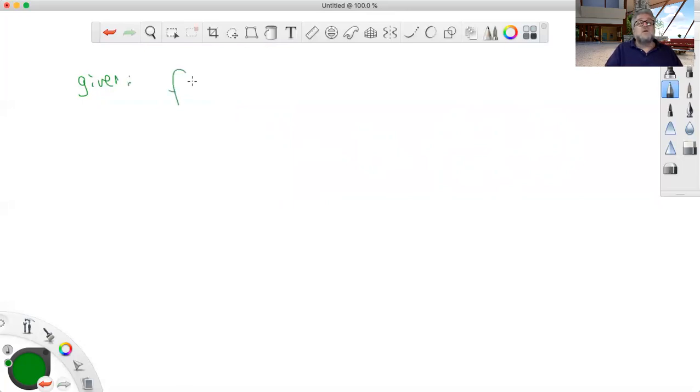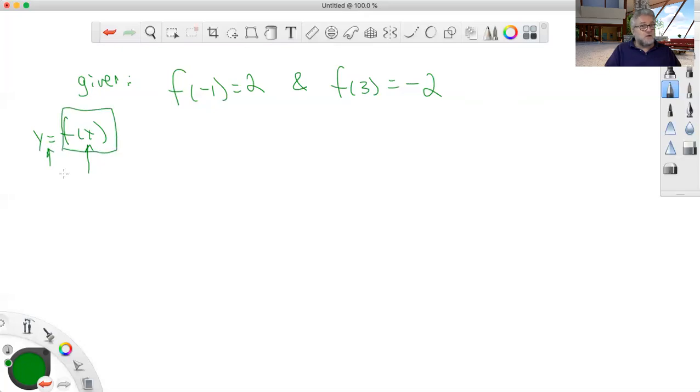So I have given f of minus 1 equals 2 and f of 3 equals minus 2. So let's think about what this means. Y equals f of x. So this is my x coordinate, and f of x is always equal to y, so whatever the value of this function is will be my y coordinate. So over here, my x coordinate is minus 1, and what does it say the y coordinate is? Oh, it says it's 2. Okay, so there's 1 point, and over here the x coordinate is 3, and the y coordinate is minus 2.